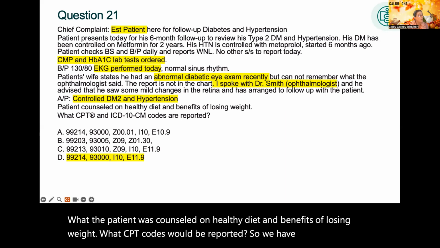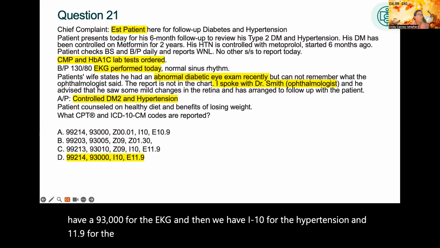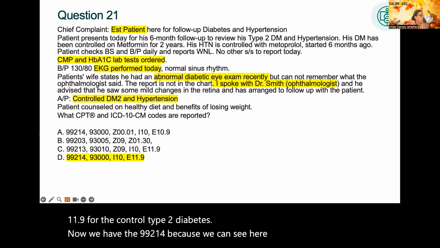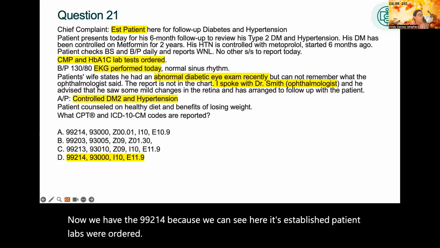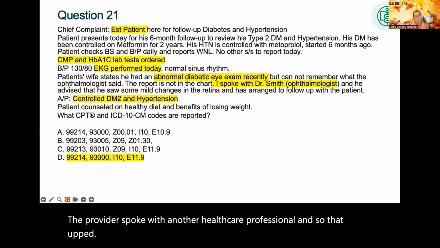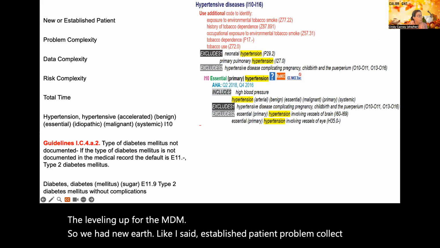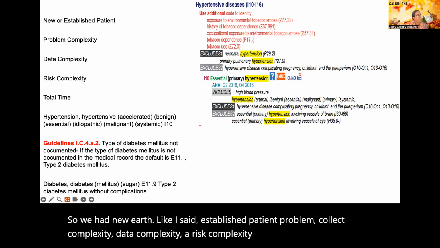So we have D, a 99214. We have a 93000 for the EKG, and then we have I10 for the hypertension and E11.9 for the controlled type 2 diabetes. Now we have the 99214 because we can see here it's established patient. Labs were ordered. The provider spoke with another healthcare professional, and so that upped the leveling for the MDM. So we had numerous, like I said, established patient, problem complexity, data complexity, risk complexity, and then we had our total time.